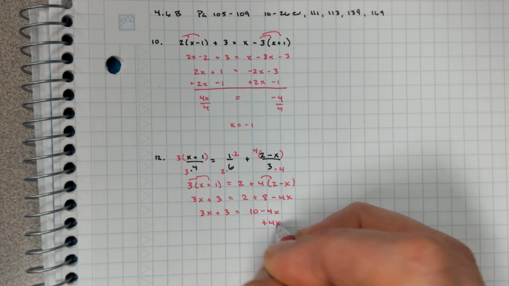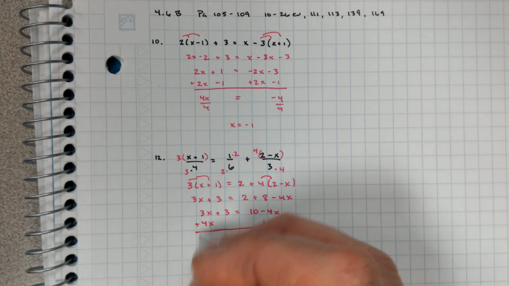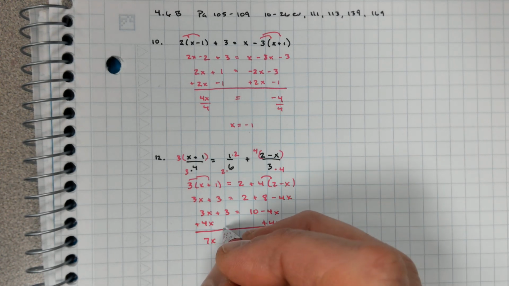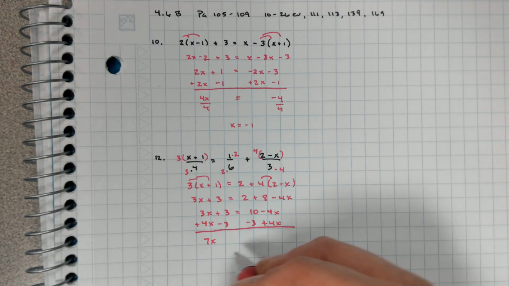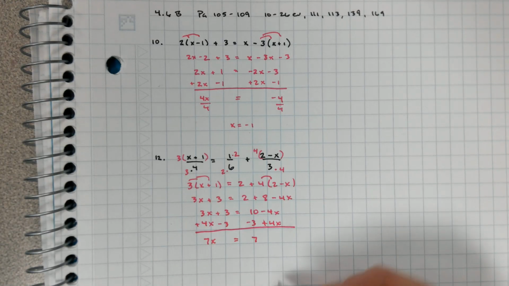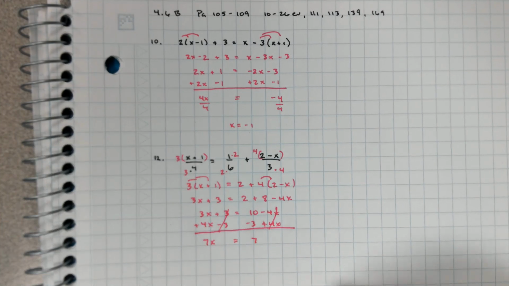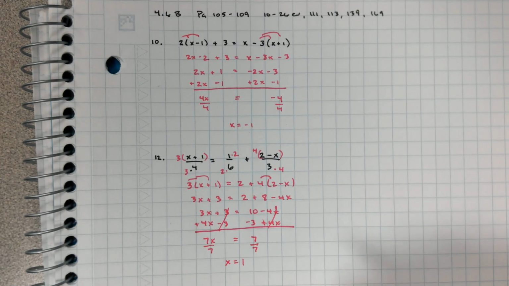I'm going to add 4x to both sides. So it's going to give me 7x over here. Instead of that plus 3, I'll subtract it from both sides. Hope it's okay that I'm doing two things at the same time. 10 minus 3 is 7. That's 0 now. And divide both sides by 7. I get x equals 1.